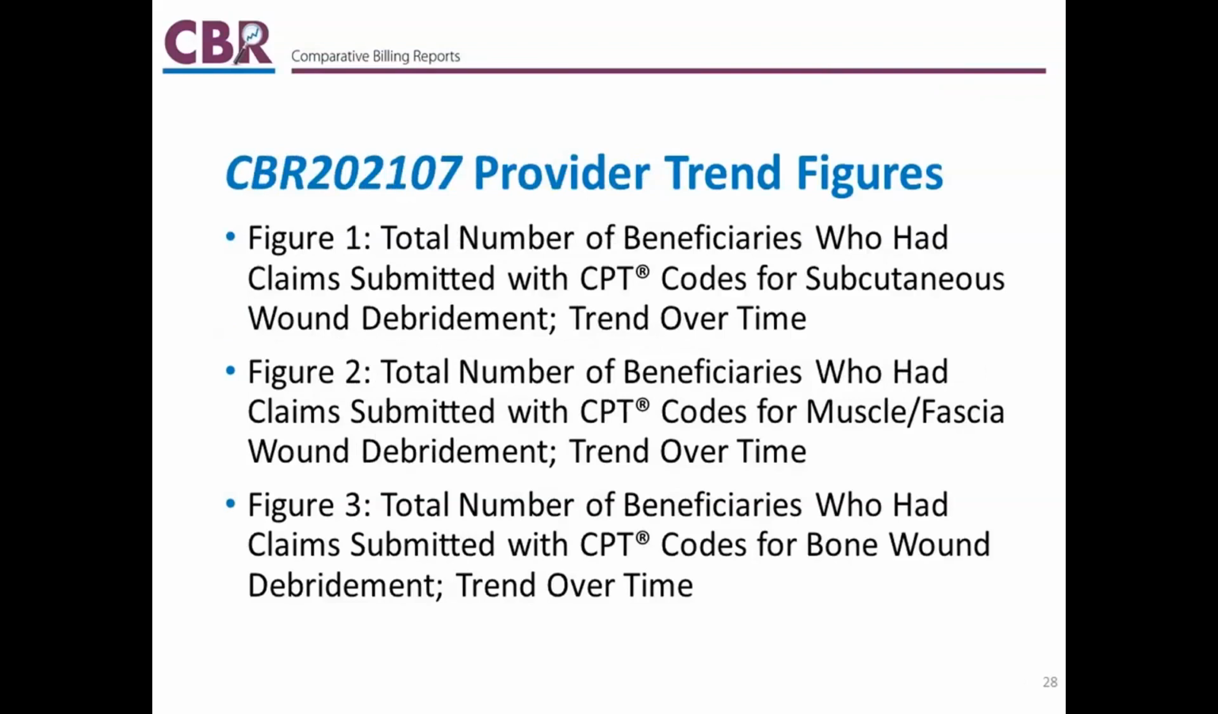This CBR includes graphs that represent the provider's billing trend over the 3 years 2018 to 2021 for analyses of the total number of beneficiaries for whom wound debridement services were provided. The graphs are split by types of wound debridement. Figure 1 shows the subcutaneous wound debridement. Figure 2 is muscle fascia, and Figure 3 is bone wound debridement. So let's see the sample of the data on the sample CBR.